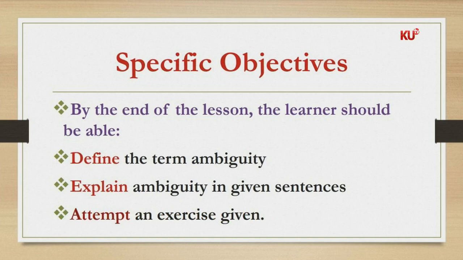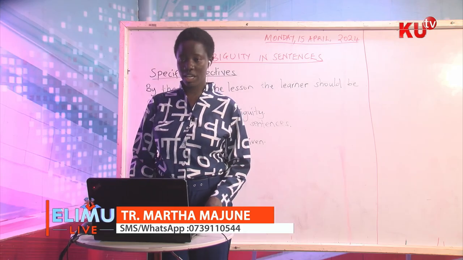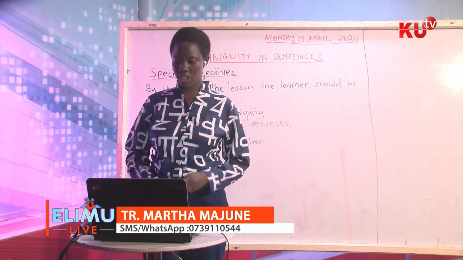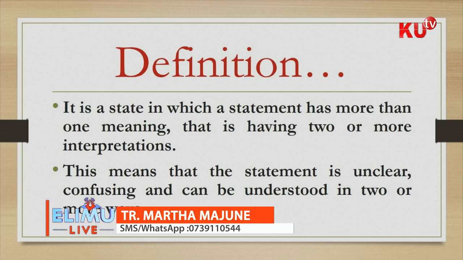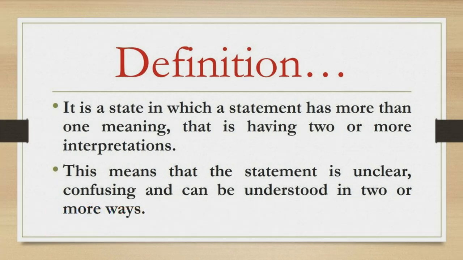So first of all, let's look at the definition of the term ambiguity. Ambiguity is a state in which a statement has more than one meaning, that is having two or more interpretations. So when you speak about ambiguity, maybe you've come across a situation whereby someone tells you something, but you don't understand whether they mean one thing or another, the meaning can be different. So you don't understand whatever they mean as per what they are saying.